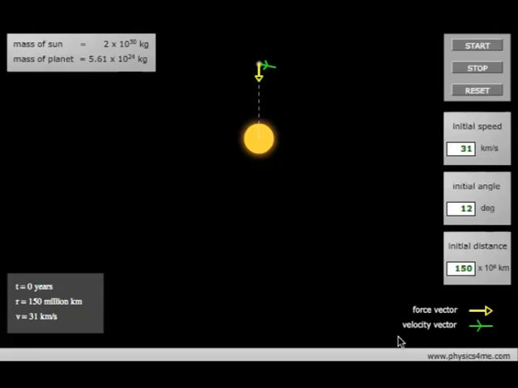Let us now look at the application of Newton's law of universal gravitation to planetary orbits. This simulation calculates the orbit of a planet approximately the size of Earth around the Sun. For simplicity, the motion of the Sun is neglected. This is justified because the mass of the Sun is more than 330,000 times that of Earth. As you can see, the orbit of the planet around the Sun is elliptical.